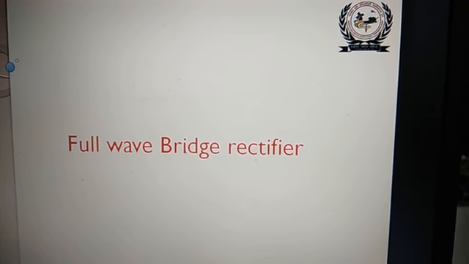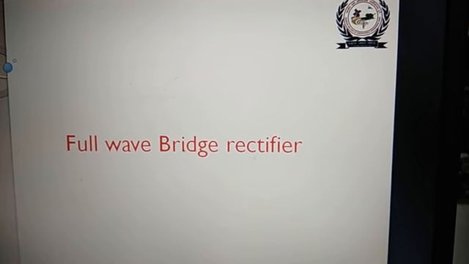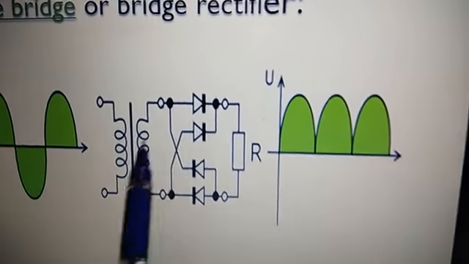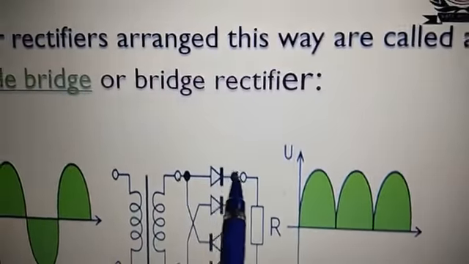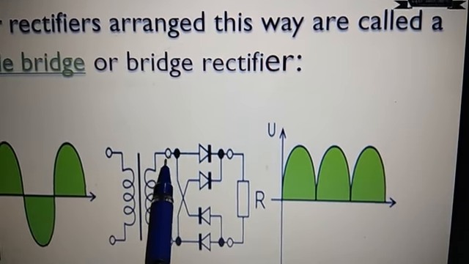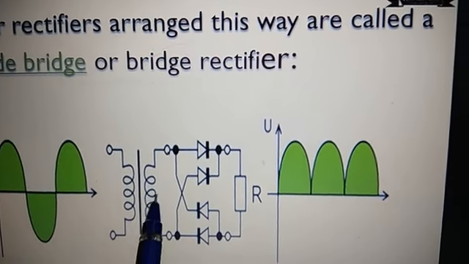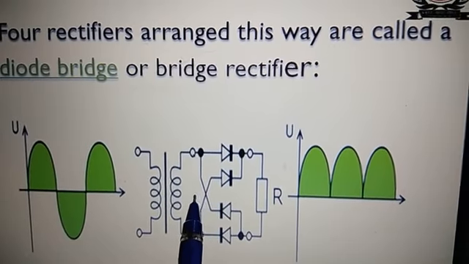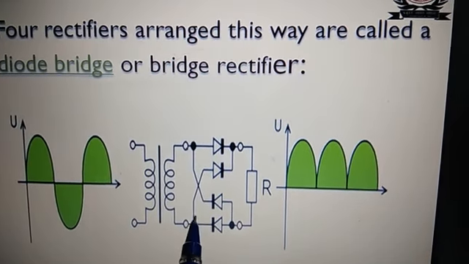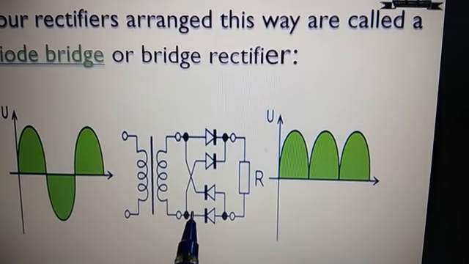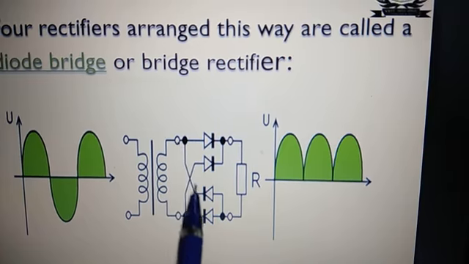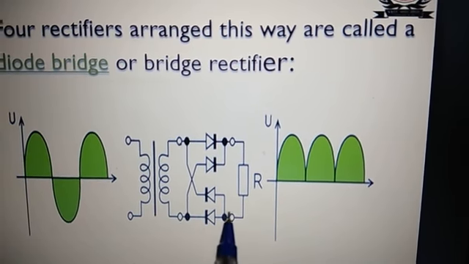Now next one is the full wave bridge rectifier. In full wave bridge rectifier, you can see this bridge is shown here. 4 diodes are used in the full wave rectifier. These are the 2 diodes and these are the 2 diodes. This is the secondary. Here no center tap transformer is used. Only an ordinary transformer with 2 terminals at the secondary is used. This terminal is connected to a diode and this terminal is connected to this diode.